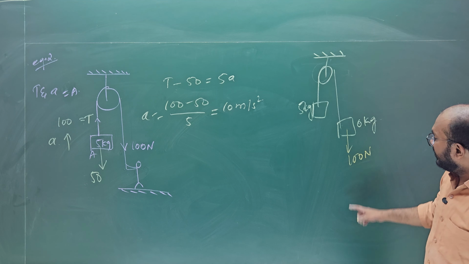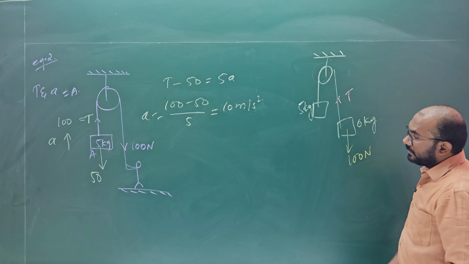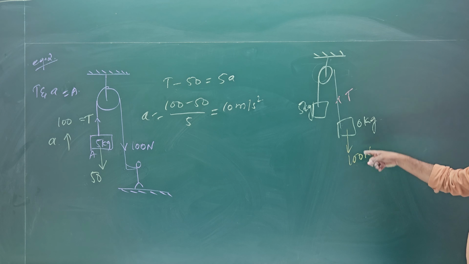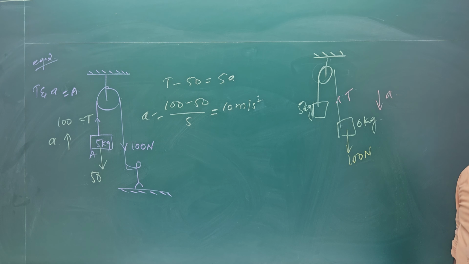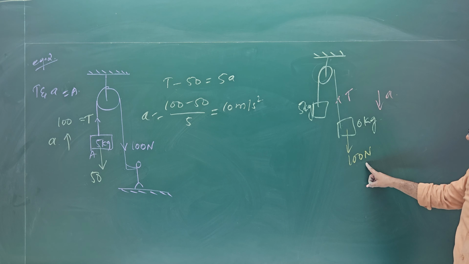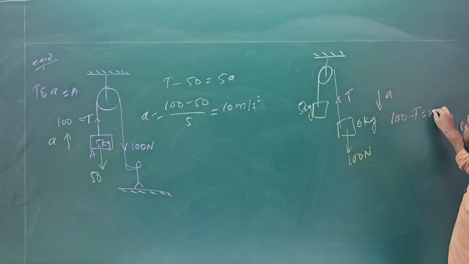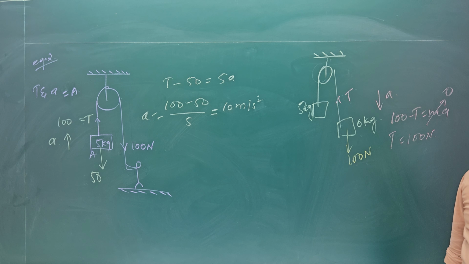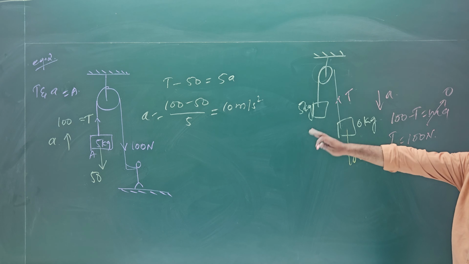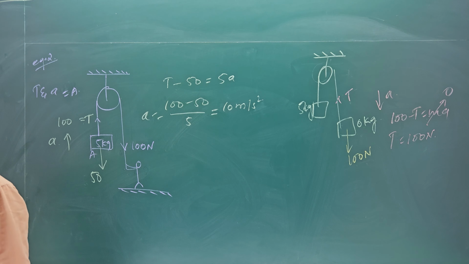If 100 Newton is acting in the downward direction, then tension will be acting in the upward direction. Write the equation for this one. Let's say acceleration is in the downward direction. Who is greater here? 100 will be greater. 100 minus T equals Ma. Mass is 0, so obviously tension is 100 Newton. Whenever there is no mass, that force is nothing but the tension in the string. I got my point?